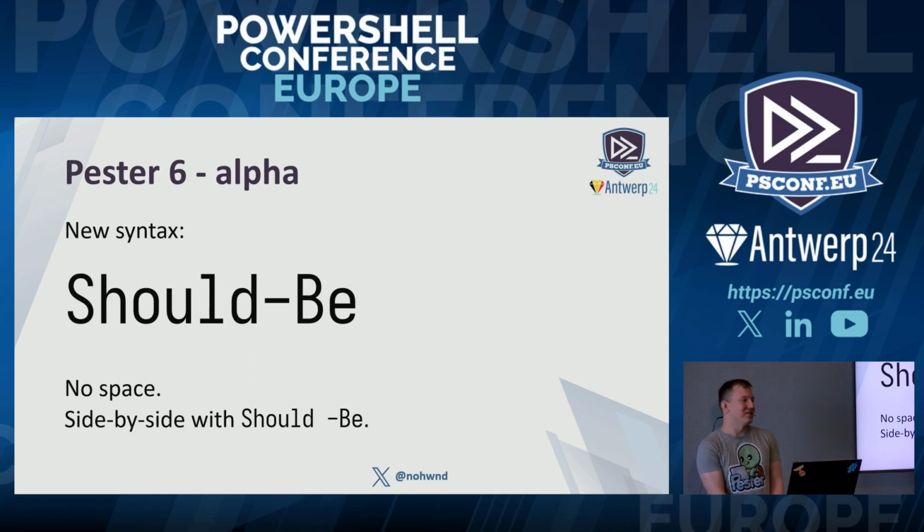So, the new assertions. We now have Pester 6 in alpha. I think it's alpha 3 since this morning, like 20 minutes after midnight. And there we have new syntax for the Should assertions, which is Should-Be without the space. So it's a standalone function that is exported from the Pester module. And it's a small change from the previous one.